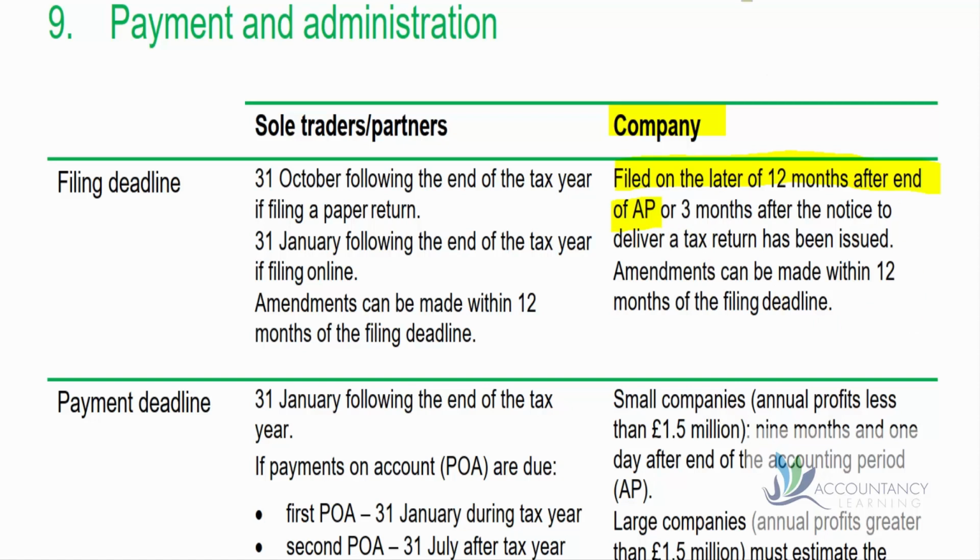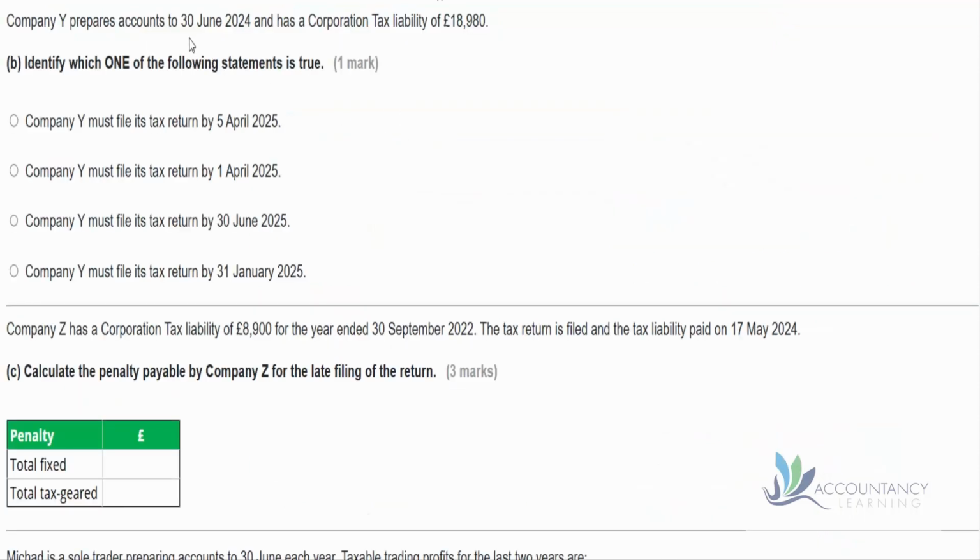So in this case, we've been given an accounting period, haven't we? So it needs to be 12 months after that. So our year end is 30th of June 2024, so we need to file the tax return by the 30th of June 2025.